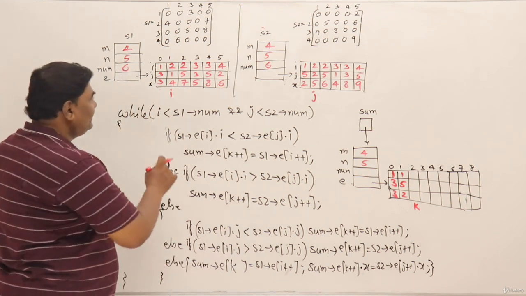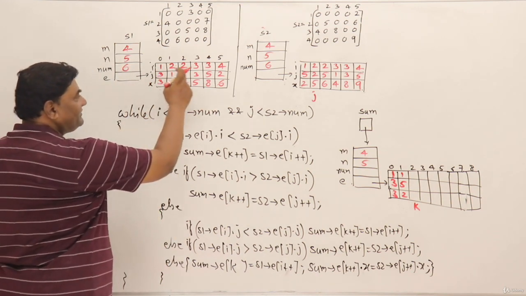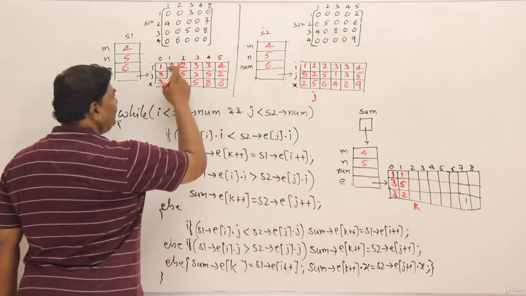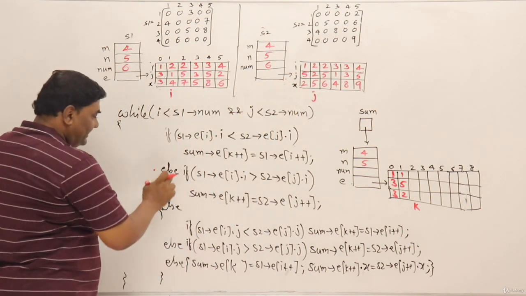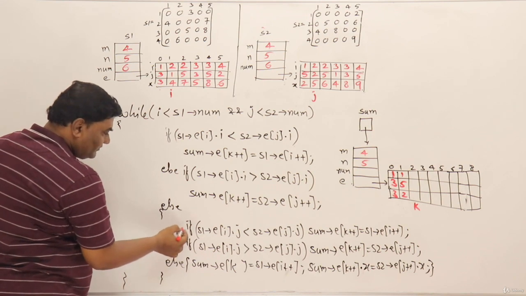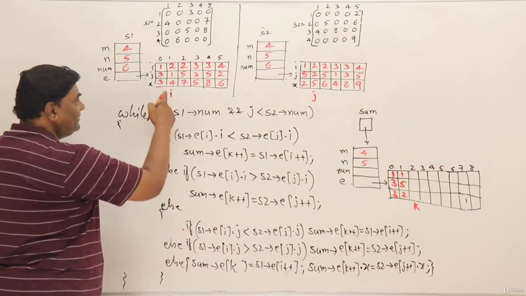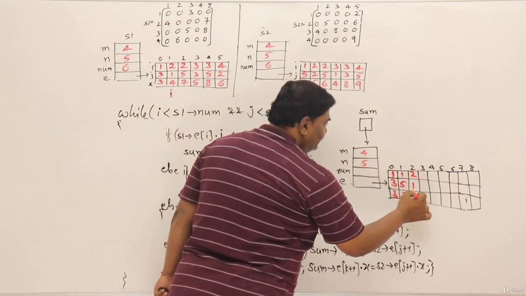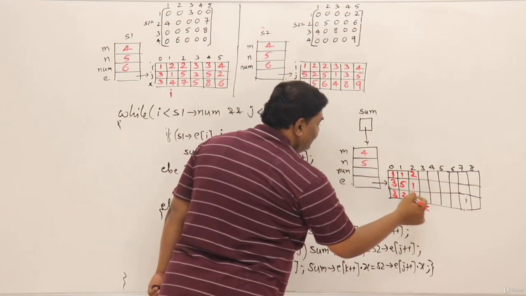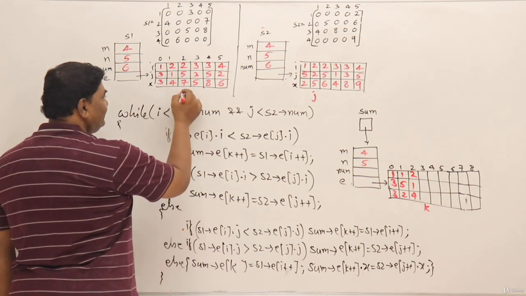Let us continue. Now row numbers are equal, 2 and 2, but one column number is 1 and the other column number is 2. So again this condition will be true. Column numbers, this condition will be true. So 2, 1, 4 is copied. K is incremented as well as I is incremented.